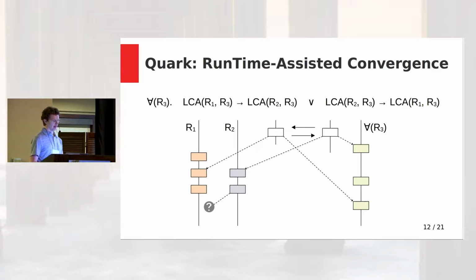And the reason for that is that once R1 and R2 have merged, that resulting state, if you consider that with replica 3, the LCA between this merged state and replica 3 is going to be one of these LCAs in the picture here. And if they're not related, it's going to be both of them. And thus, divergence would be allowed. So by preventing this from happening, we can prevent divergence, we get convergence.